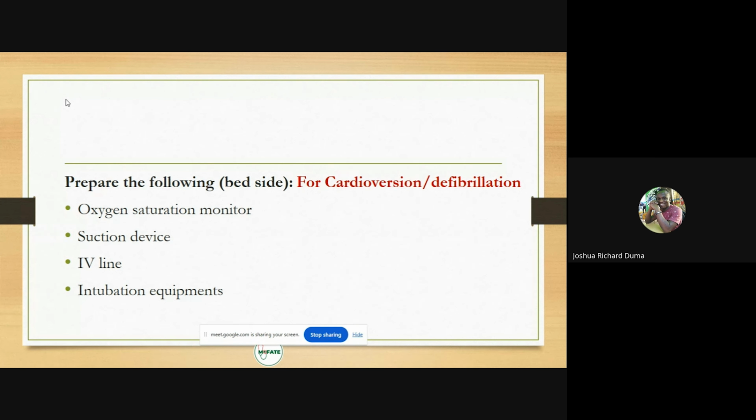So mostly ICUs have defibrillators or cardioverters, a machine that helps to defibrillate, to restore the rhythm from fibrillation to normal sinus rhythm, so that you can save the patient from getting signs of poor cardiac output and other complications. So you need to have this. Sometimes you need to have intubation equipment once the patient is having these tachycardias, for an emergency.